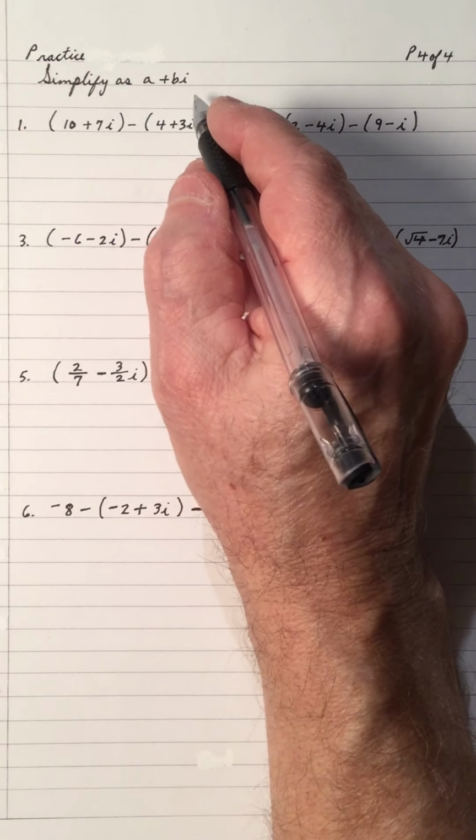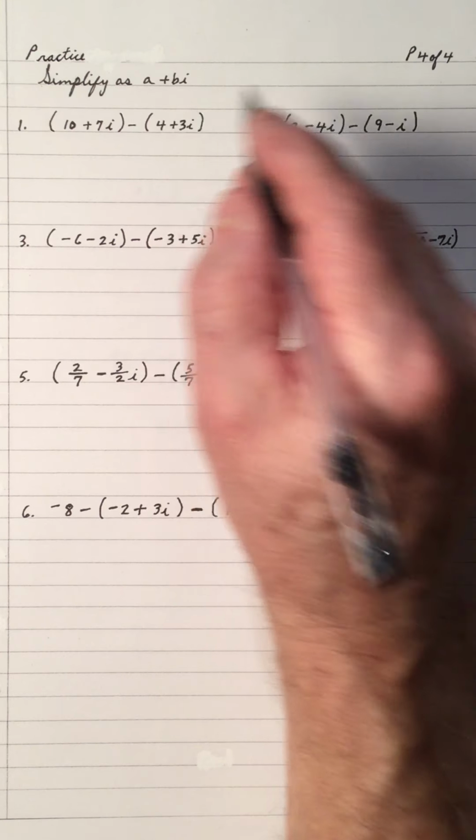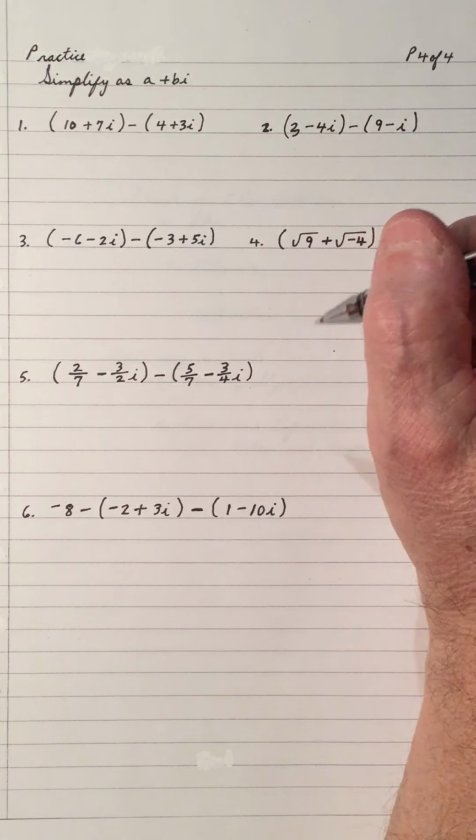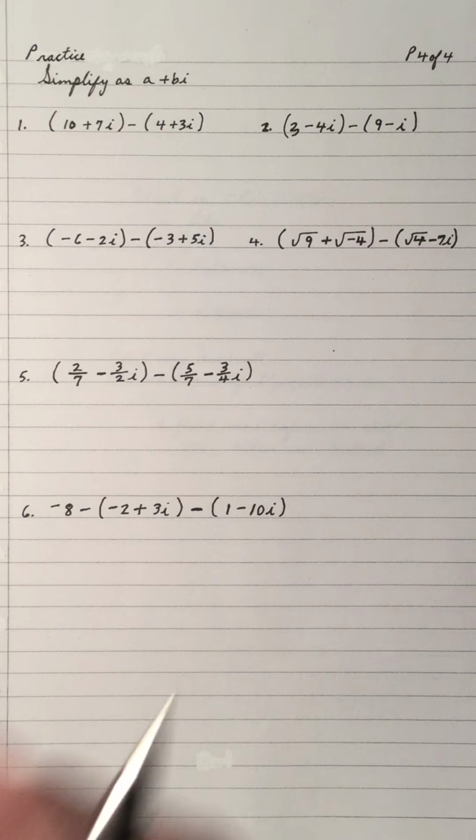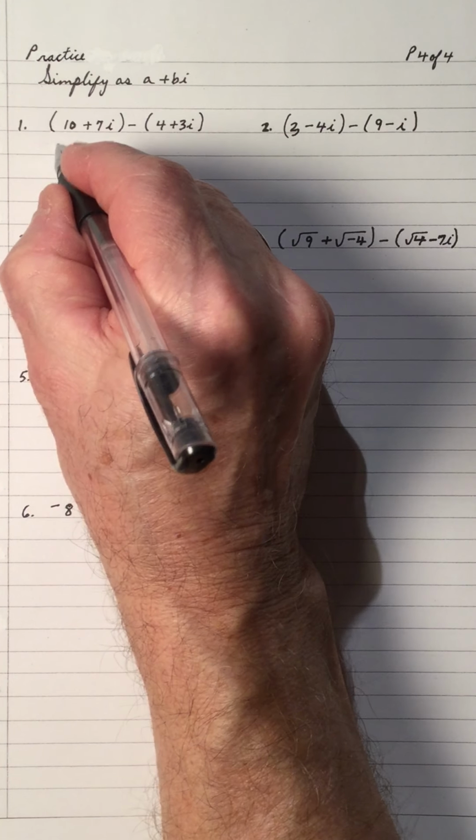Simplify each as A plus Bi. And practice means pause the video and work each of these out one at a time. Press play to see if you're right. See how well you're going to do.